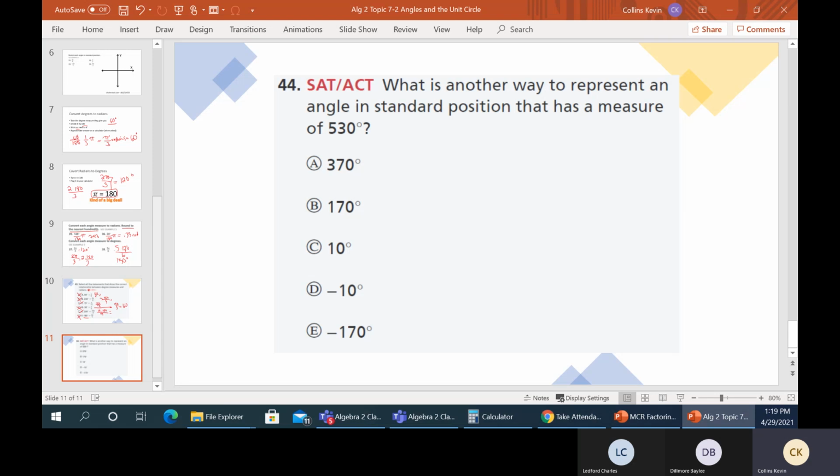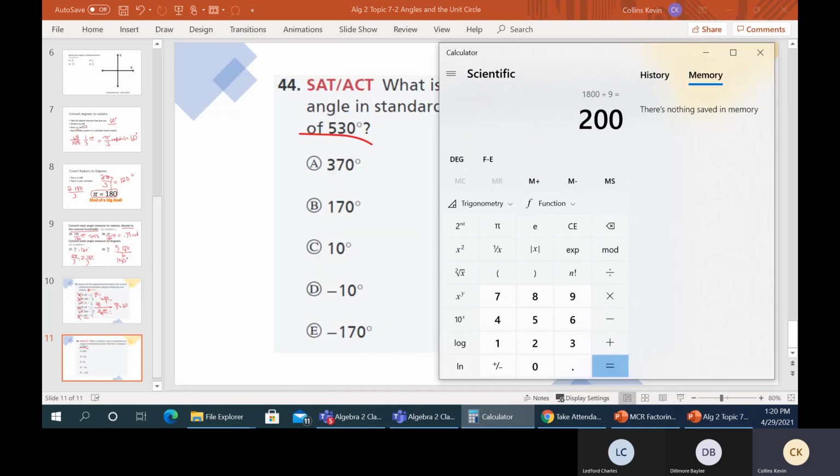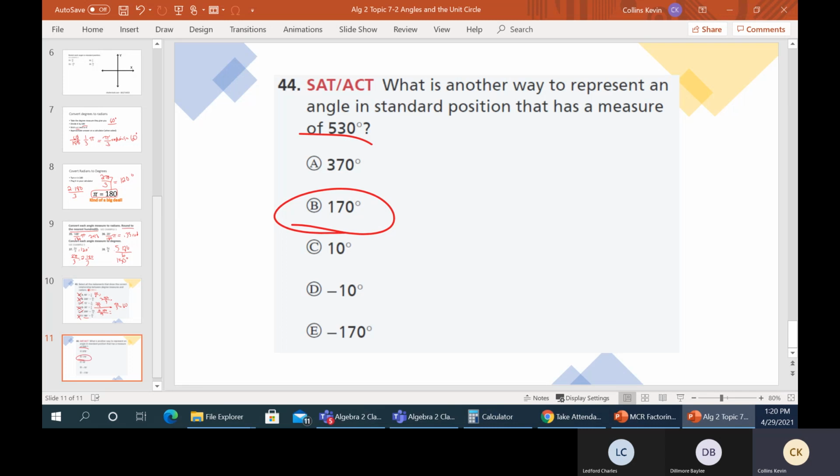All right, so this one says, what is another way to represent an angle in standard position that has a measure of 530? Okay, so 530 would be more than 360, right? So we've taken one trip around the circle, and how far do we go around again? So all we need to do here is we're going to take 530 and subtract off 360. And that's 170. Ding, ding, ding. So all we did here was just subtract off the 360. Okay? And since they don't say check all that apply, I'm assuming that's our only answer.